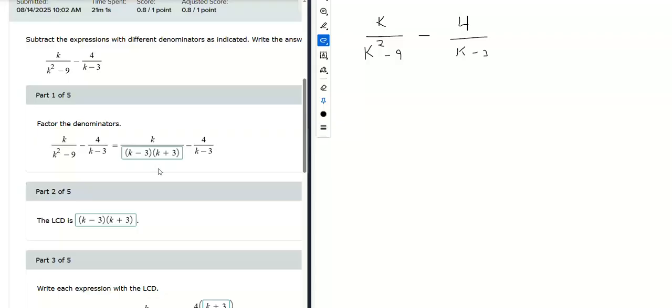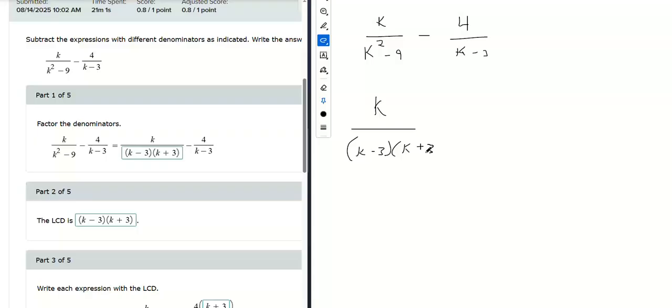This looks right. Because the first step they say is factor the denominators. So these are the denominators, the bottoms. Can't factor this one. Can factor this one. That's k squared minus 9. That's the same thing as k minus 3 and k plus 3.